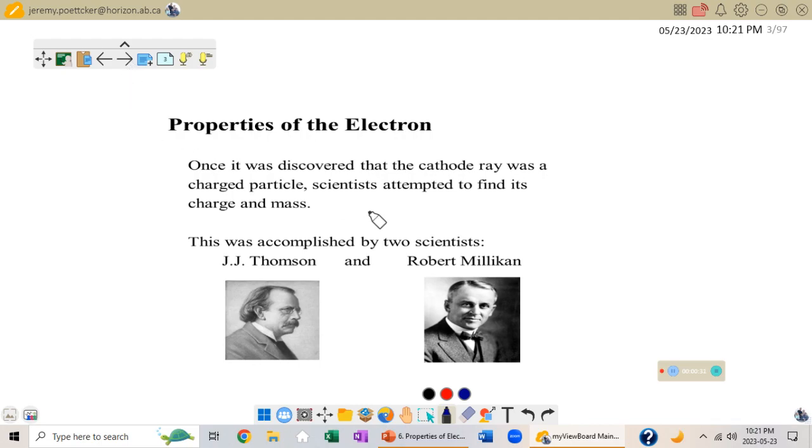Two major scientists, J.J. Thomson and Robert Millikan. Now we've talked about both these guys before. Thomson was the Raisenbaum model guy of the atom, and Millikan with his oil drop experiment. We're going to come back to that actually and review it a little bit.